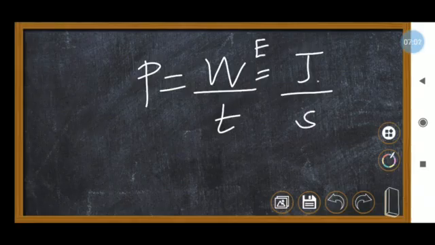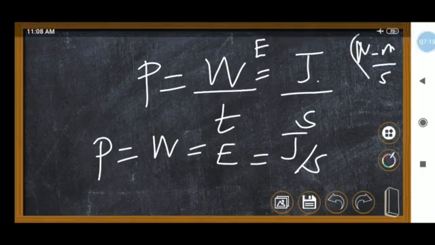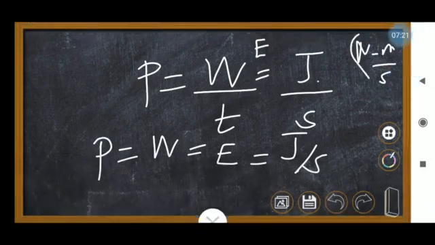So power, that time we can say, power equal to W by t, or E by t, so that means joule by second, that's the unit. And we can say work equal to force and displacement, so Newton meter divided by second, that also we can write for power. Okay students, so power is nothing but the rate of doing work.